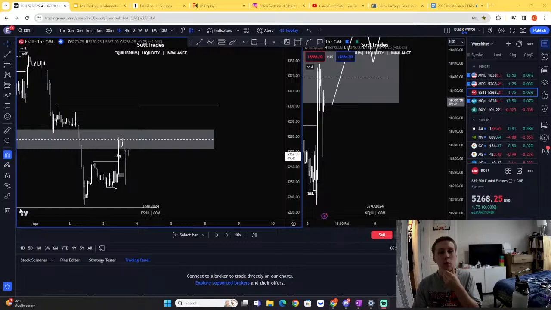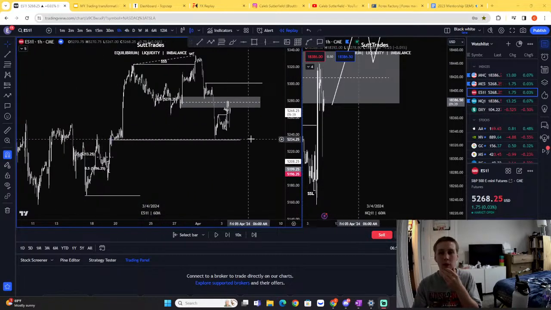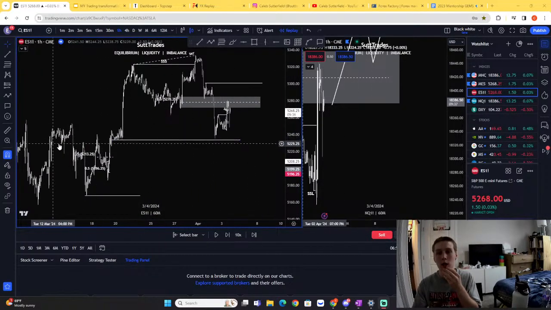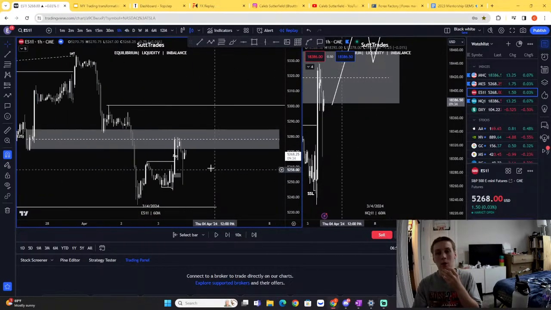Don't force anything. We do have equal lows below us, so I'm expecting the draw to be here just because of all these stacked equal lows. So that's what I'm looking at.